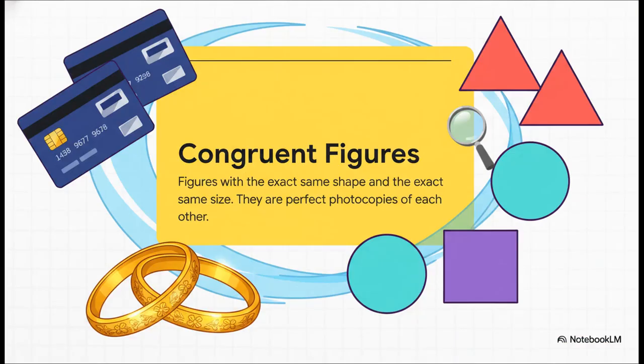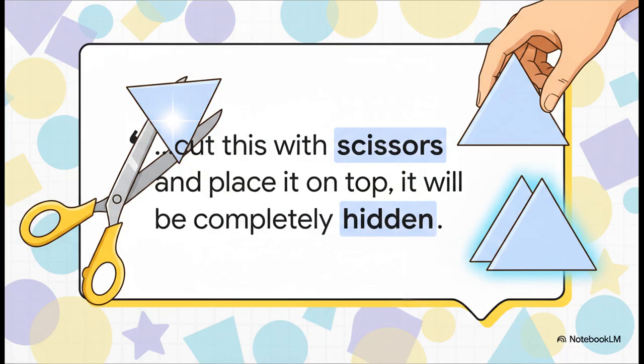So, what exactly are congruent figures? Well, think of it this way. They have the exact same shape and the exact same size. They're like perfect photocopies. You know, like 2 brand new playing cards from the same deck, or maybe 2 keys that were cut for the very same lock. They're just identical.